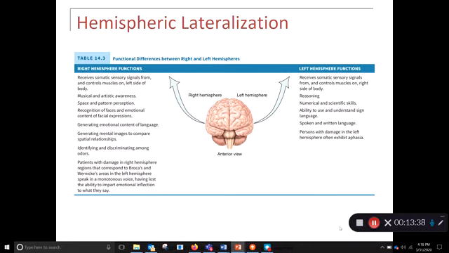Sounds like I might have had a transient ischemic stroke there in my right hemisphere. Maybe I should go ahead and check that out.